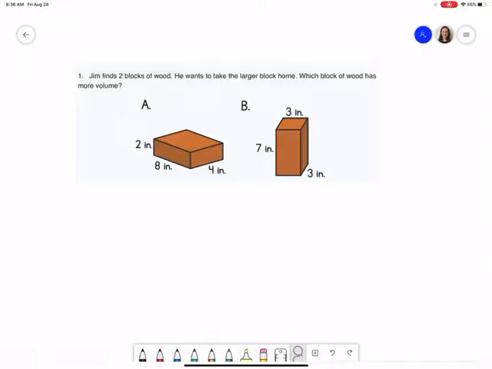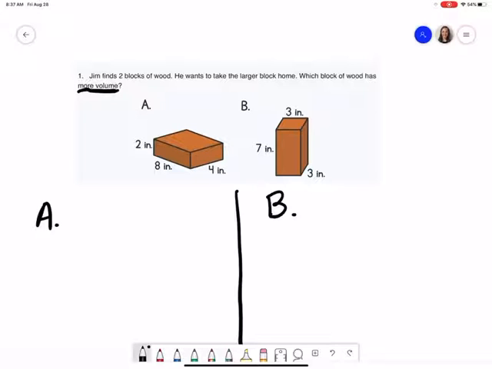Okay, so this one says, Jim finds 2 blocks of wood. He wants to take the larger block home. Which block of wood has more volume? So in this one, we're going to be comparing, right? We need to find the volume of block A and the volume of block B, okay? And see which one is more, okay, right? Because he wants to take the one with more volume home. So let's do this. Let's put our volume for A over here and our volume for B over here so we don't get mixed up.